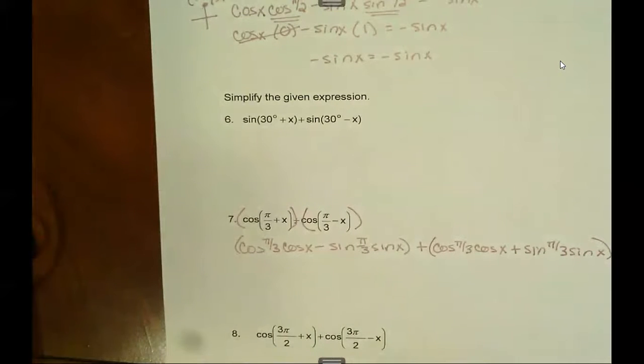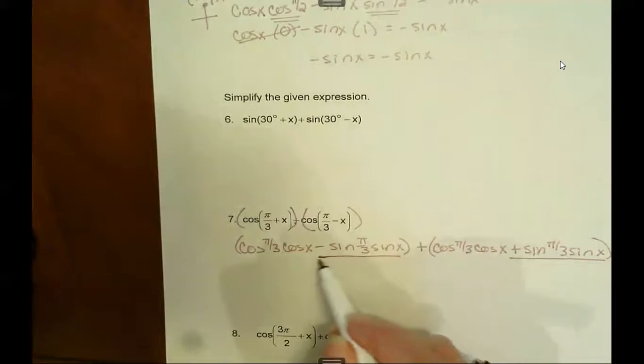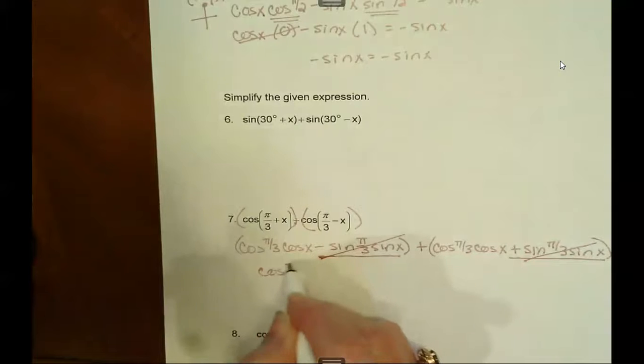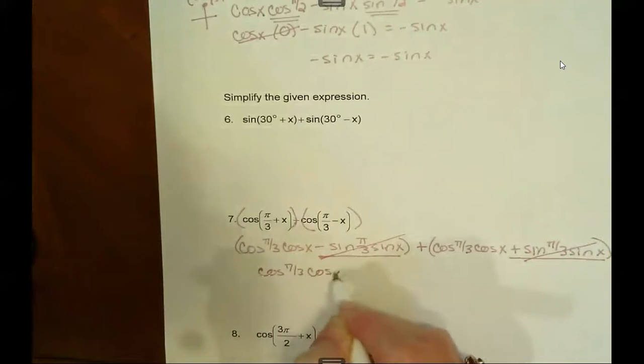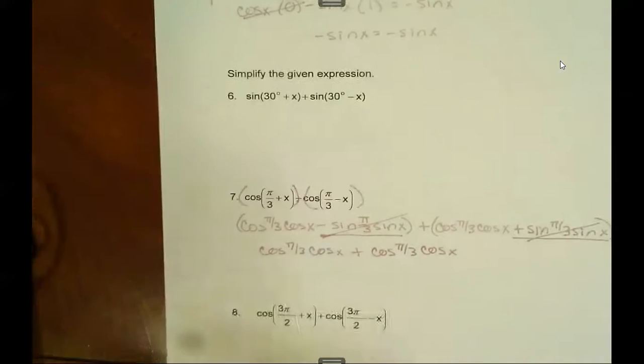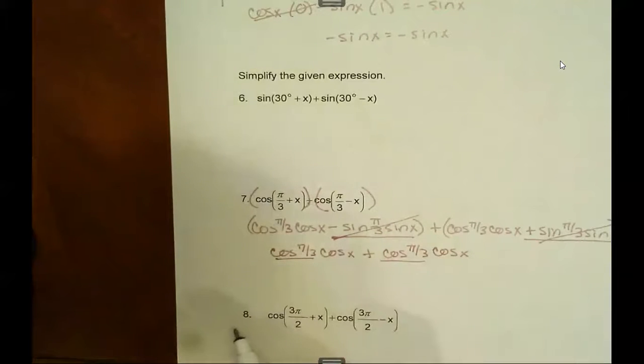So it looks a lot worse before it gets better. But now we can start simplifying. So if we look right here, we can simplify some things really quickly right off the bat. We have a negative sine pi thirds sine x and a positive sine pi thirds sine x. So those are going to zero out. So now I've just got cosine pi thirds cosine x plus cosine pi thirds cosine x. Okay. So now I just need to figure out, well, what is the cosine of pi thirds? Because these we can simplify.